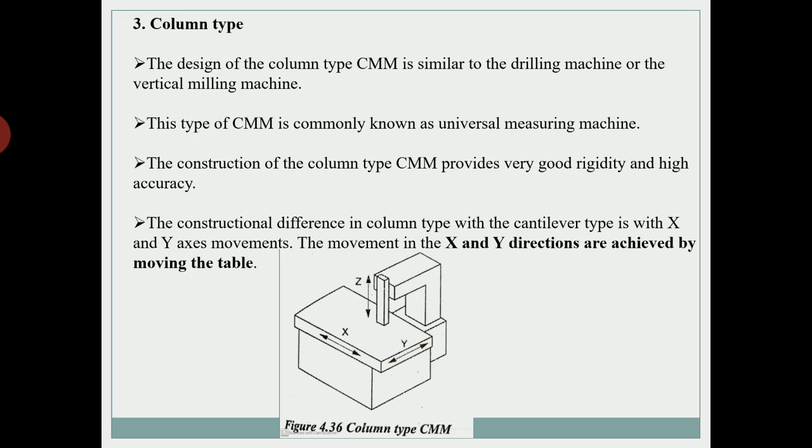The constructional difference in column type with the cantilever type is with the X and Y axis movement. The movement in the X and Y directions are achieved by moving the table. That is the difference of this column type CMM with the cantilever type CMM. Here, X and Y direction movements are provided by the movement of the table itself, and Z direction movement is provided by movement of probe. That is the column type CMM.